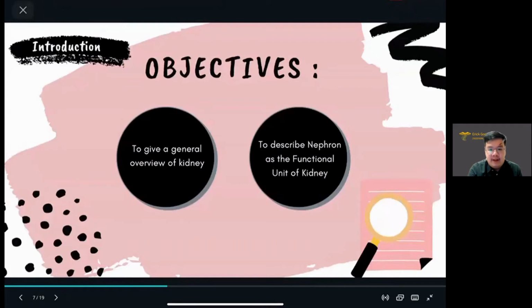And the objective that we hope to achieve from doing this student project is, the first one, to give a general overview of the kidney. And the second one is to describe the nephron as the functional unit of the kidney. The next part will be discussed by my partner.